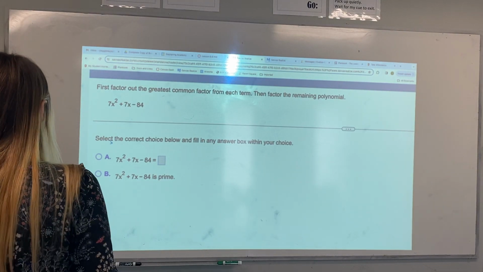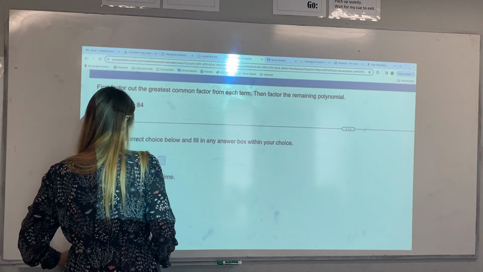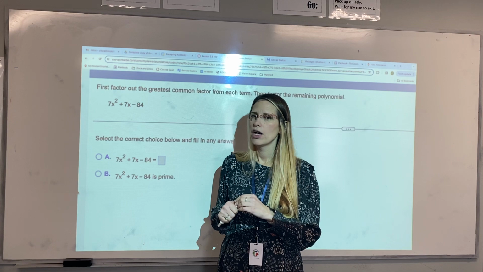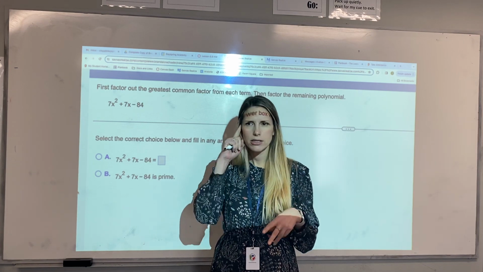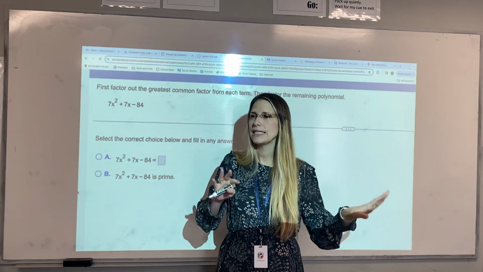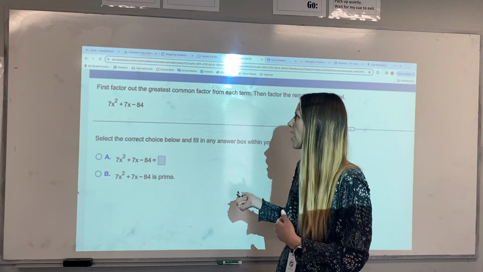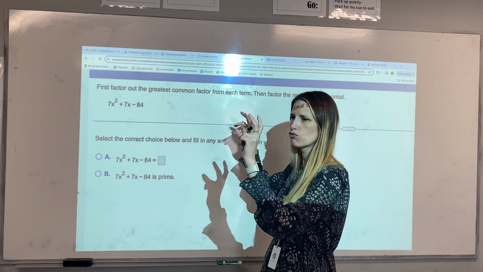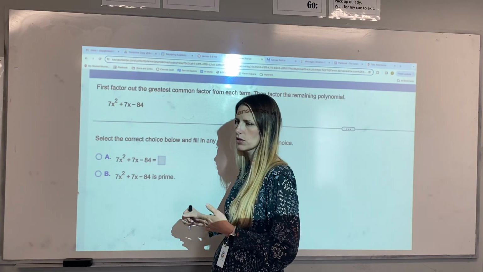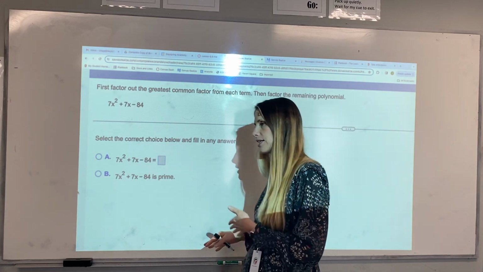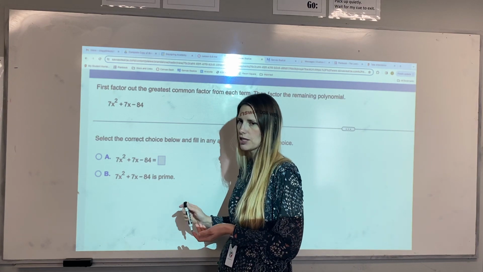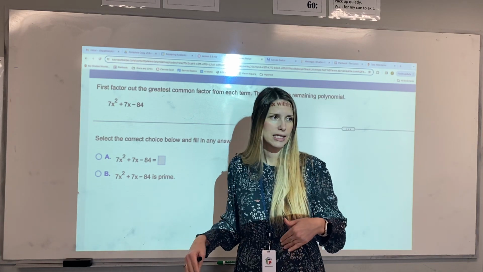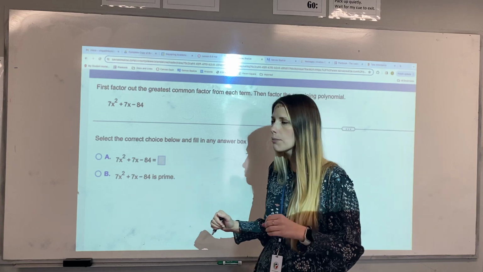All right, lesson 6.6 is only 4 questions. The first 2 questions are based on what we learned yesterday: simply factoring out the GCF and then factoring the rest of the trinomial into those binomial factors. The last 2 problems of this homework will be what we learn today, and that is a little bit more complicated.